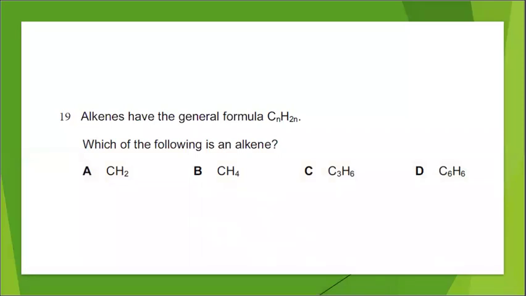All right, 19. Alkenes have the general formula CnH2n. Which of the following is an alkene? So we can't have one carbon to give us an alkene. So A is out. We cannot have one carbon to give us an alkene. So B is out. So that leaves us with C and D.